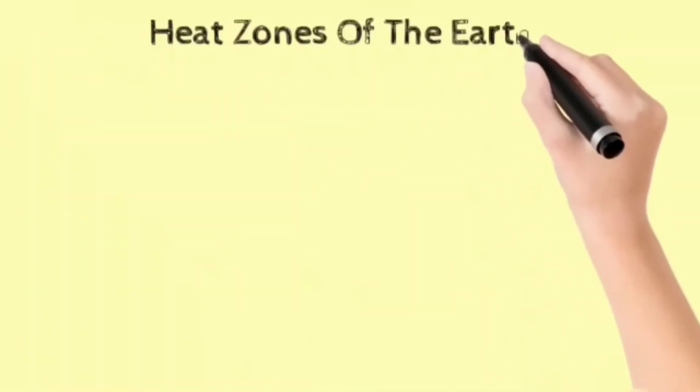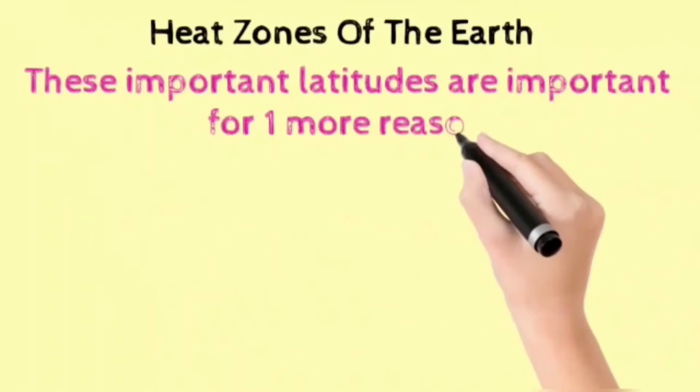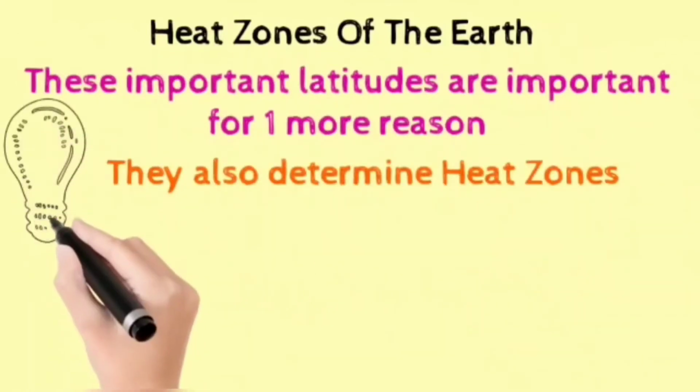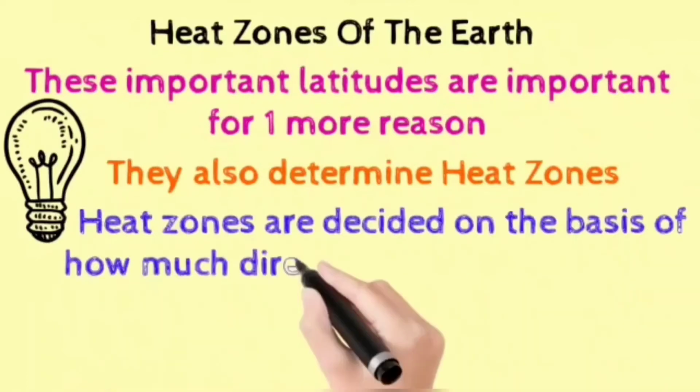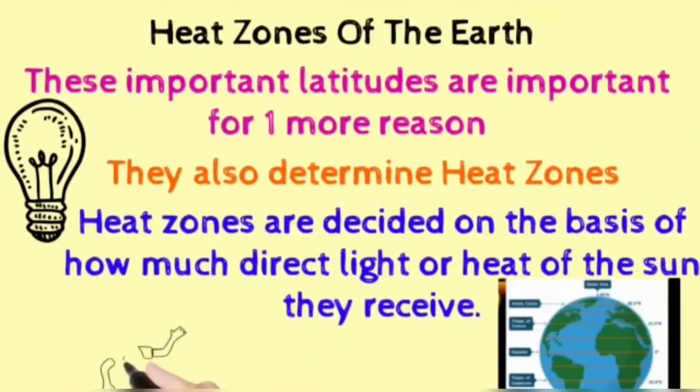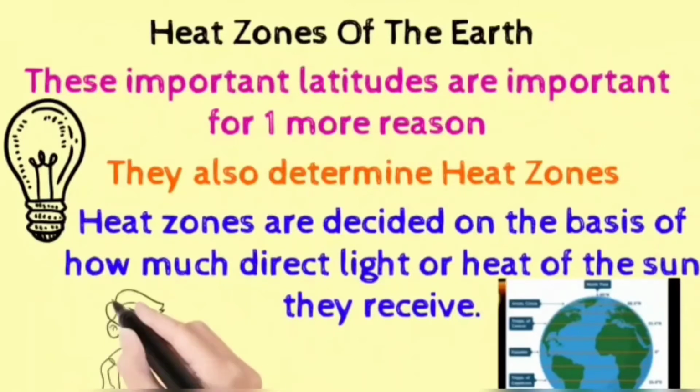Heat zones of the Earth. These important latitudes are important for one more reason. They also determine heat zones. Heat zones are decided on the basis of how much direct light or heat of the sun they receive.